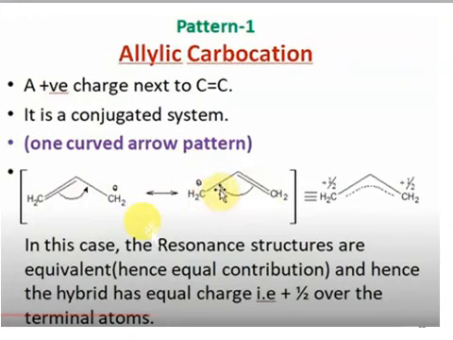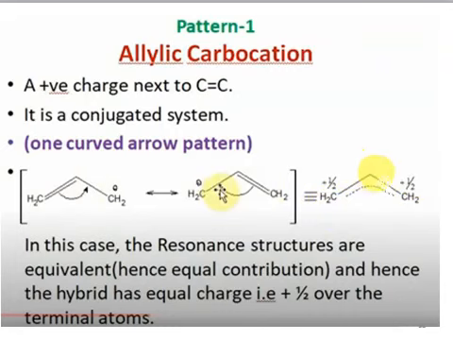Since both resonance structures have a primary carbocation, both resonance structures are equivalent, and since both are equivalent, they both contribute equally, right? So the resonance hybrid has equal charge over all of the carbons. Suppose it has a half formal charge on this carbon, then that will have a half formal charge on this carbon as well, right?